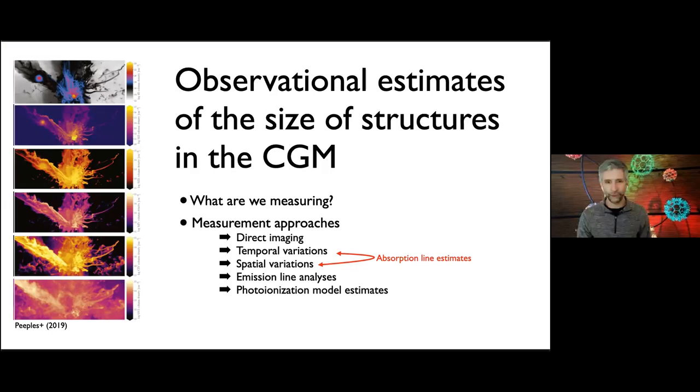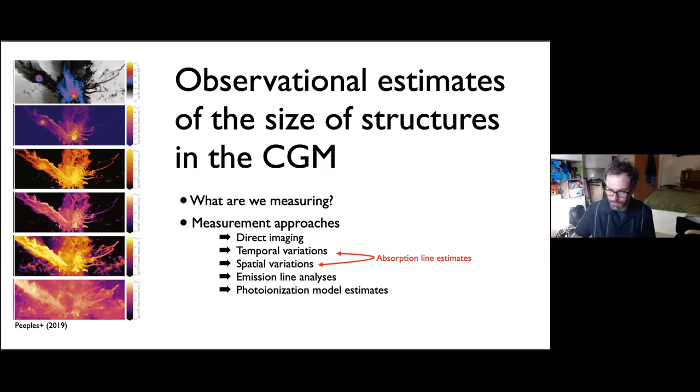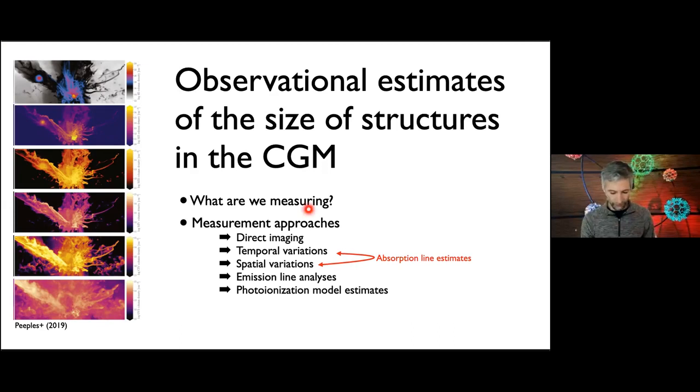So I was asked to talk about observation estimates, essentially the size scale of structures in the CGM. And so we're going to start first with what are we actually measuring here, and then go through a number of approaches that are available to make some estimates of the size scales of structures in the CGM.